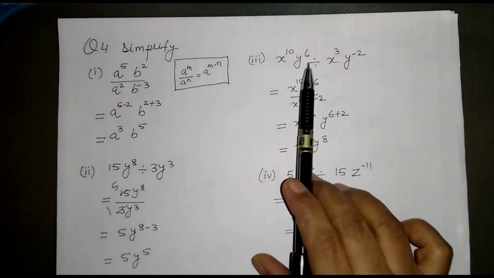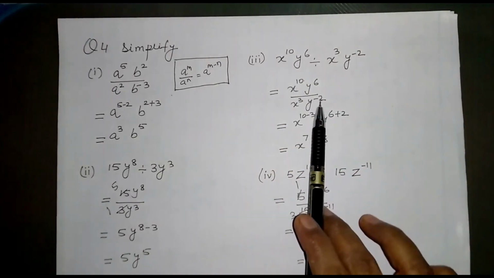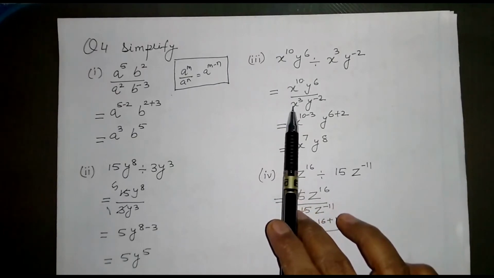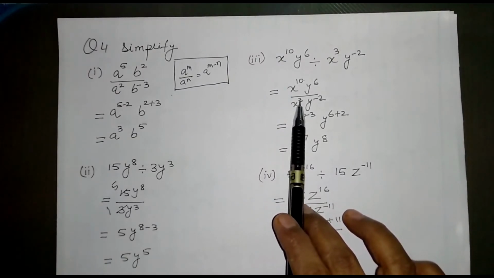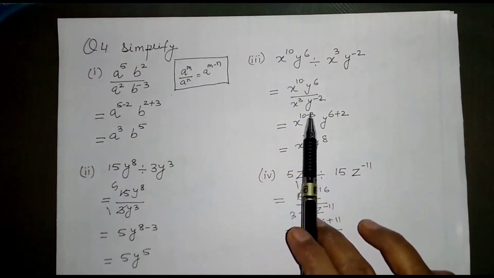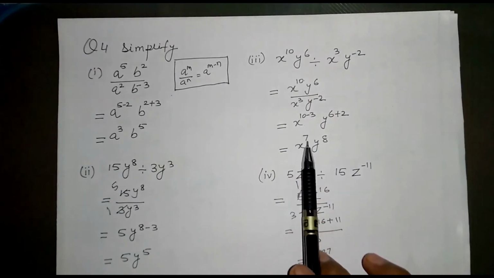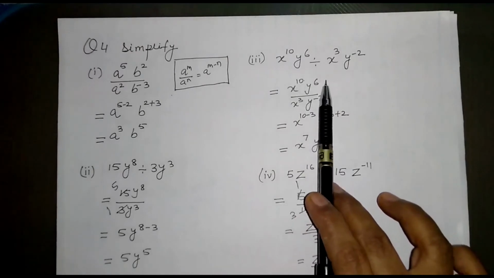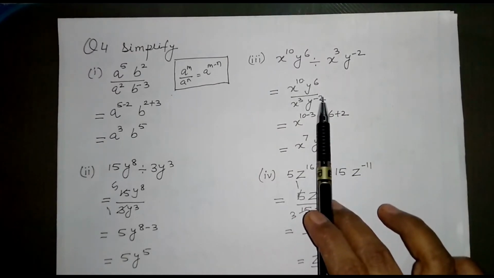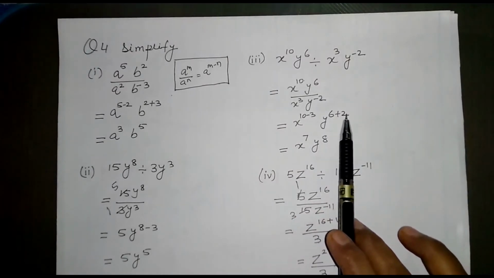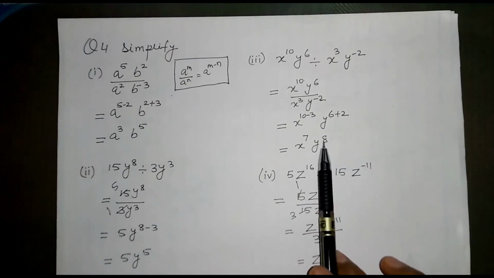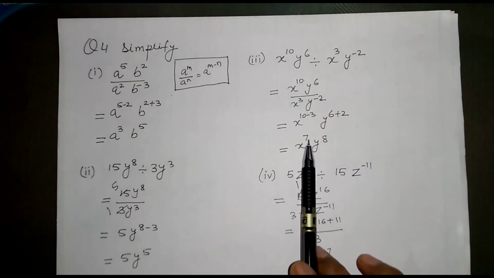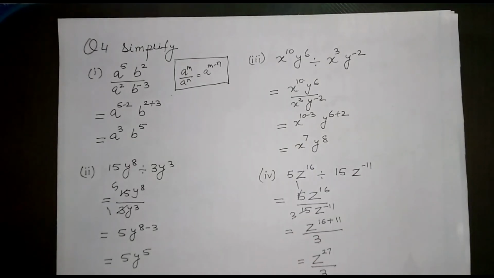Third sum, we'll write this in the denominator. Then we see same bases and take this up. So this becomes 10 minus 3, which will give us x raised to 7. Here y we take up, y raised to minus 2 it is, so it will become plus 2. So we have y raised to 8. Our final answer is x raised to 7, y raised to 8.